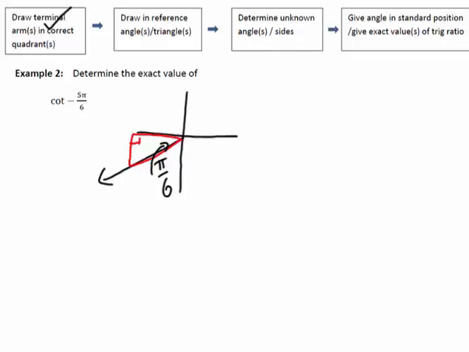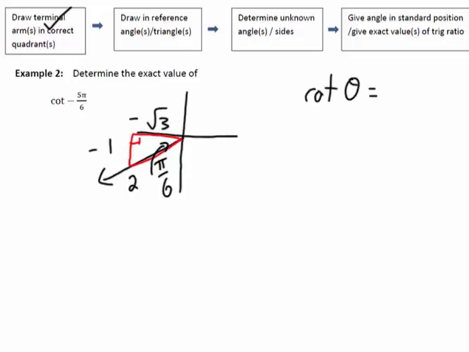Now, once we have our reference angle, we can draw in the angle and the triangle. We have the angle in there. We can draw in the remaining triangle. And we know that this is a 1, 2, root 3 triangle. We may want to put the negatives in this. It's going in the negative x direction, negative y direction. And now we can find the cotangent of the angle.